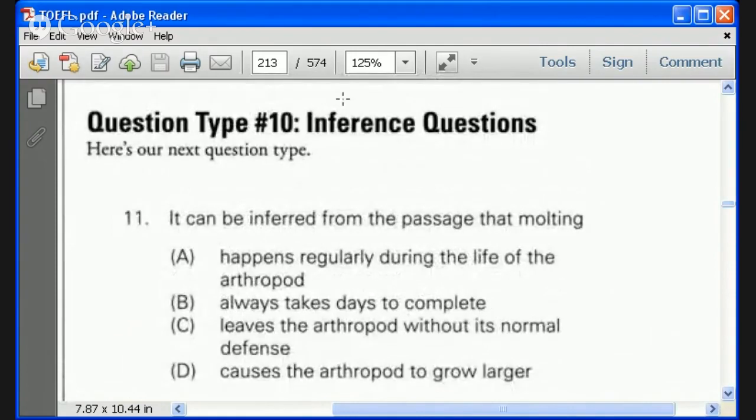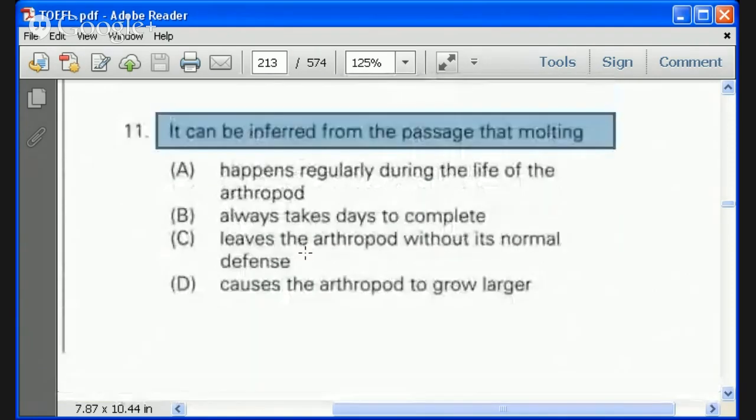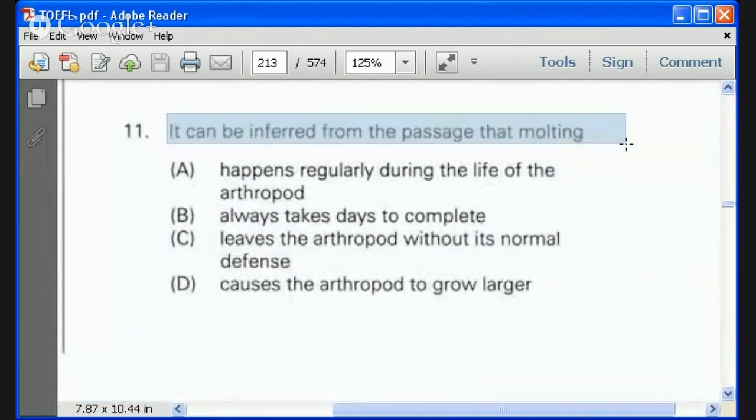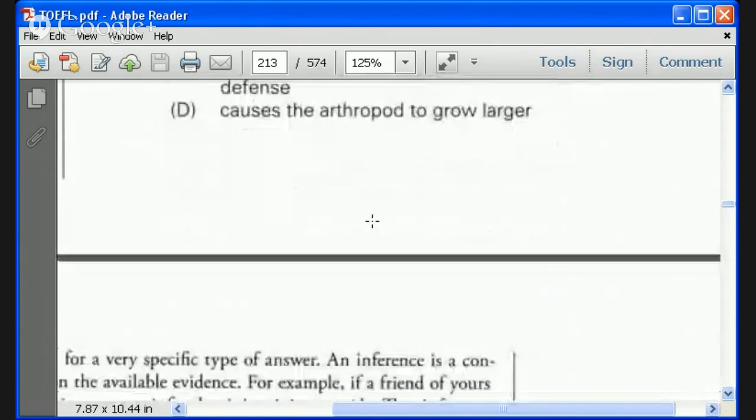All right, question 10, inference questions. Most of my students who are preparing for TOEFL believe this is the most difficult type of question because it's not said in the reading passage, but it is implicitly implied, meaning based on information in the reading passage, this has to be true. Okay. It can be inferred from the passage that molting what? All right, well, clearly we have to find molting. Okay, where does it talk about molting?